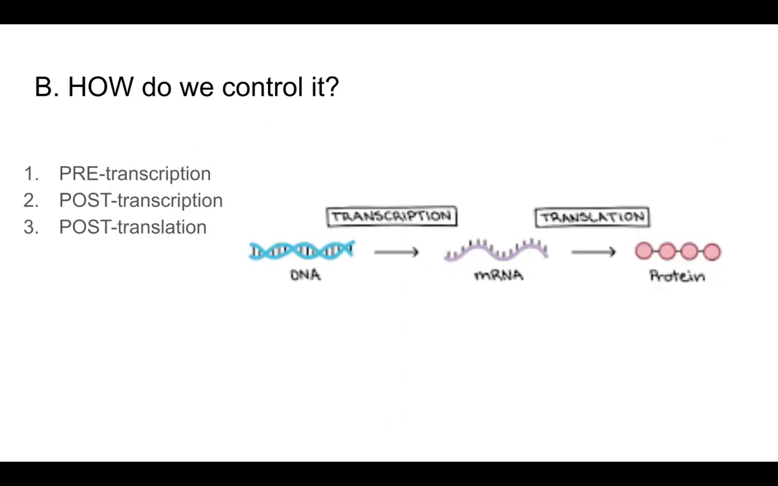So let's cruise into how do we control it. So why do we control it? Because cell types are different. We control it to get those cell types in the first place, and then we control it to produce the proteins unique to those cell types moving forward. How we control it requires a reflection back on transcription and translation.